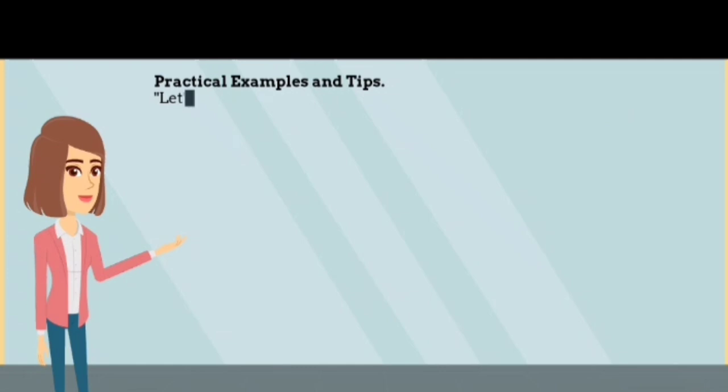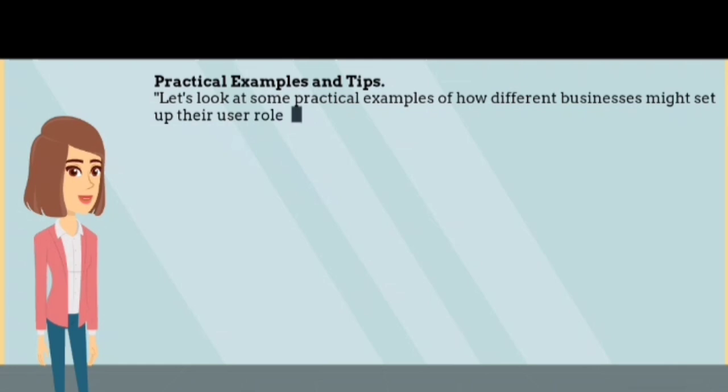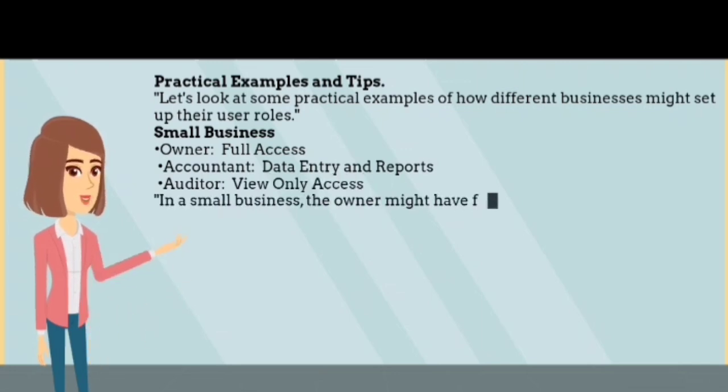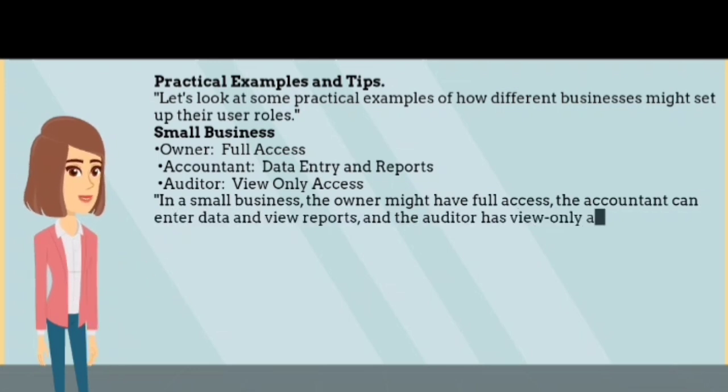Practical examples and tips. Let's look at some practical examples of how different businesses might set up their user roles. Small business. Owner, full access. Accountant, data entry and reports. Auditor, view-only access. In a small business, the owner might have full access, the accountant can enter data and view reports, and the auditor has view-only access.